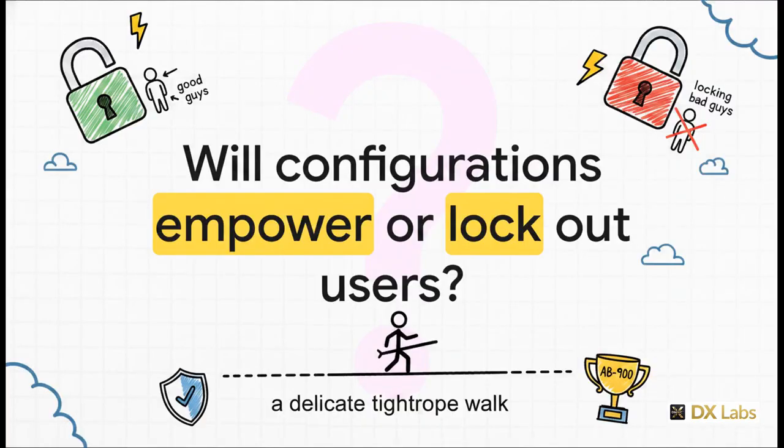So, I'll leave you with this final thought. Will your identity configurations securely empower your users, or will they accidentally lock them out? Identity security is a really delicate tightrope walk between keeping the bad guys out and letting the good guys do their jobs. Mastering that exact balance isn't just about being a good administrator. It's exactly what you need to demonstrate to totally crush the AB900 exam.